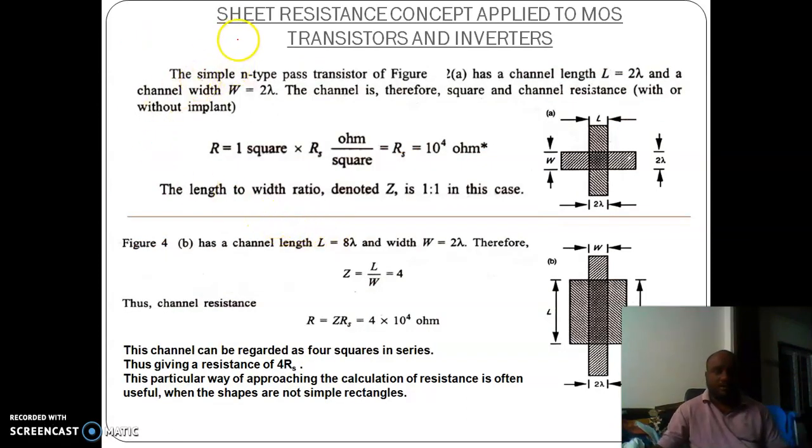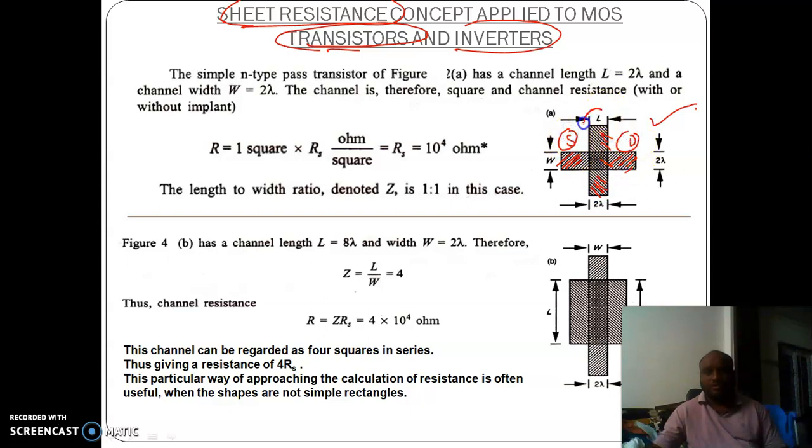Then let us apply the concept of the sheet resistance to transistors and inverters. So let us start with a transistor. Here, this layout represents a transistor where this hashing is used for diffusion and the opposite hashing is for polysilicon. So this forms the source and this forms the drain. Obviously this would be the length of the channel and this would be the width of the channel. Both are 2 lambda and 2 lambda respectively.